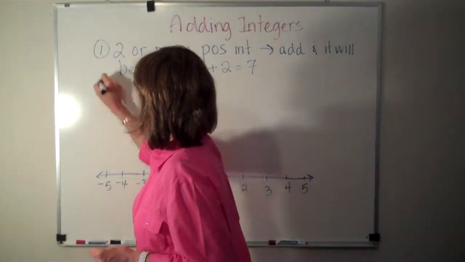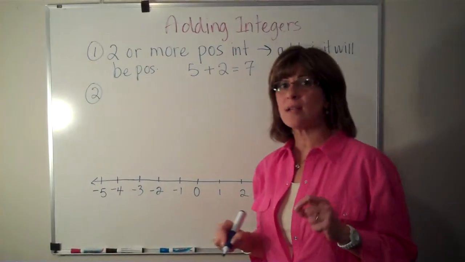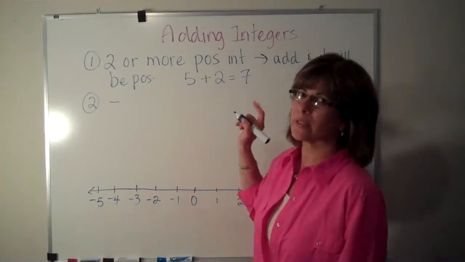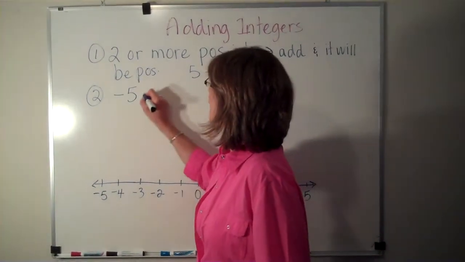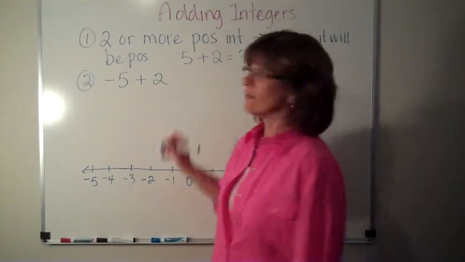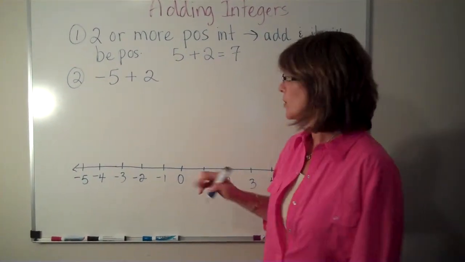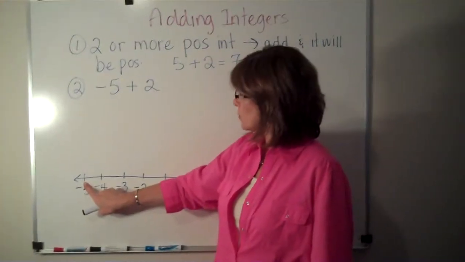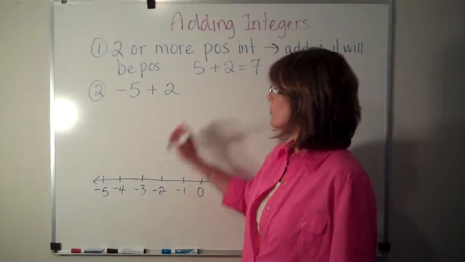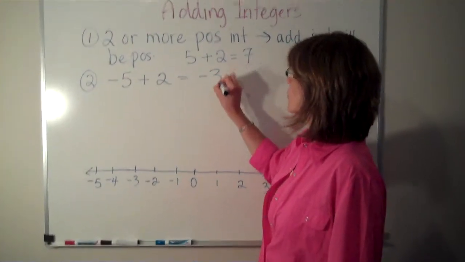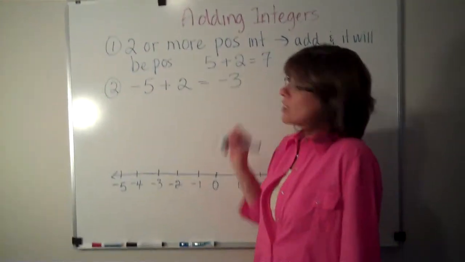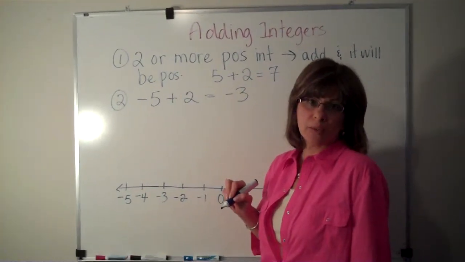Now the problem occurs when one of these numbers is a negative number. So let's say our problem is not 5 plus 2, but it's negative 5 plus 2. If I had a number line, I could look at negative 5 and say, oh, I'm adding 2 to it. 1, 2, so I will get negative 3. However, you don't always have a number line. So we need to have a different plan in place.